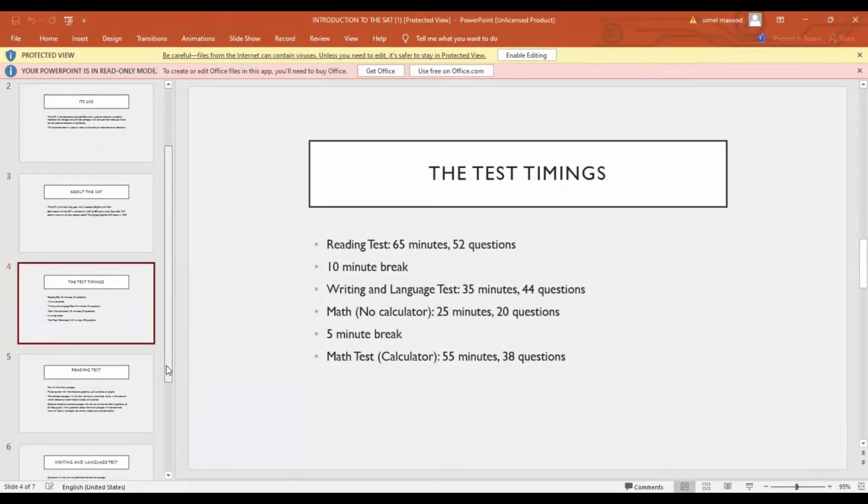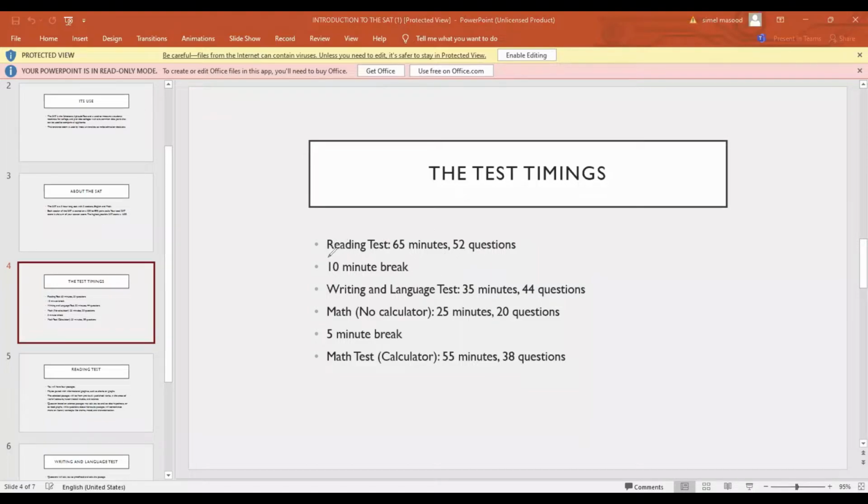So please take a screenshot of this too, because when you'll be attempting the diagnostic test, you need to know the timings for each of the sections. The reading test is going to be 65 minutes, and there are going to be 52 questions in it. It's going to be a long passage, and I would suggest that when you sit down to it, do not get up from your seats, and do not take any breaks in between, because this reading test is very time sensitive.